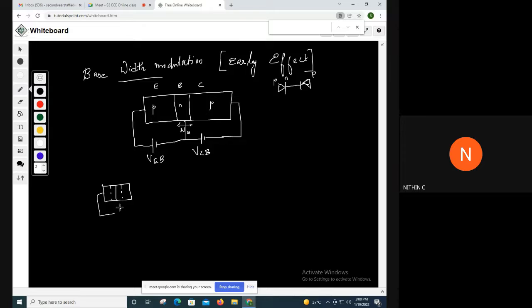So same way I am taking like this. I am having the P side over here, N side over here. So I have a depletion region over here. So when I increase this voltage, what happens?